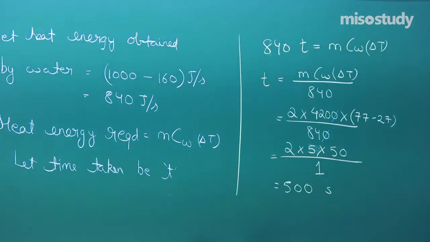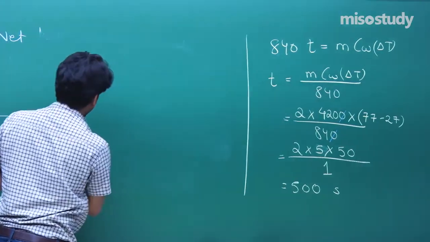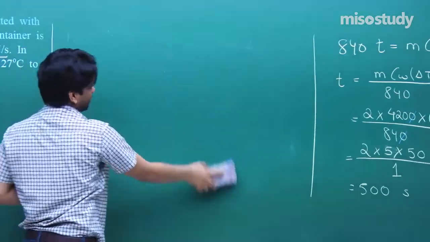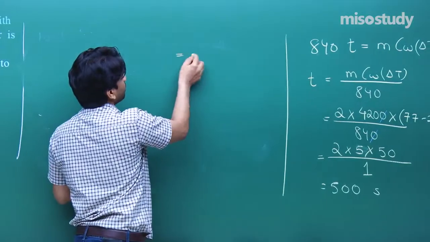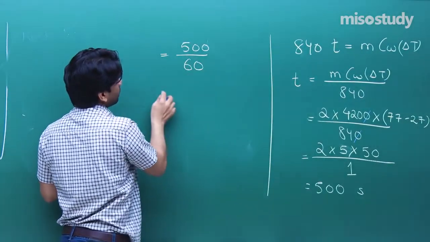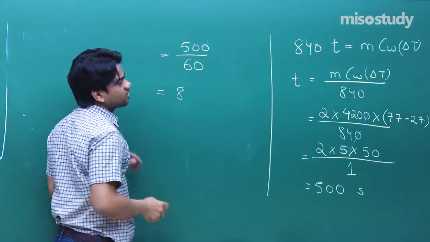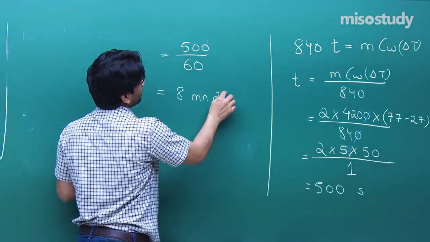So I believe that you have understood how we have obtained this 500 seconds. Now clearly we all know that the answer is given in minutes and seconds. So 500 seconds will come out to be 500 divided by 60. This will come out to be 8 minutes and 20 seconds.